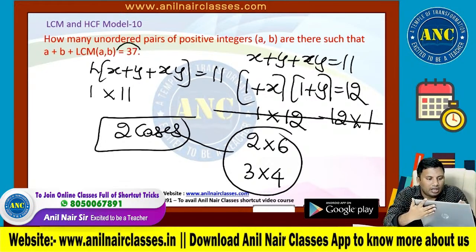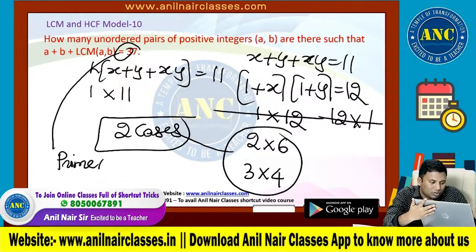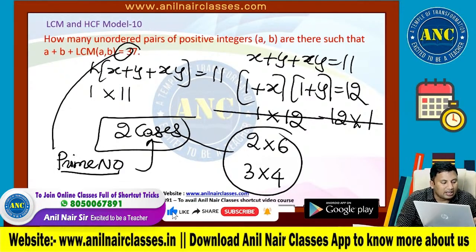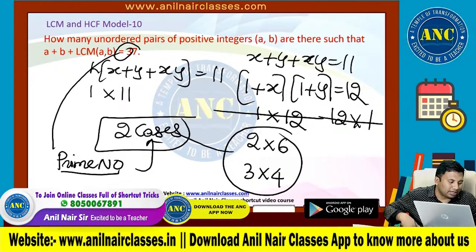Now in fact you don't need to do anything. If the right hand side is a prime number, the answer will always be 2. I hope it is clear. Answer will be 2. Idea clear? Now we will take a composite number. Right? Next one.